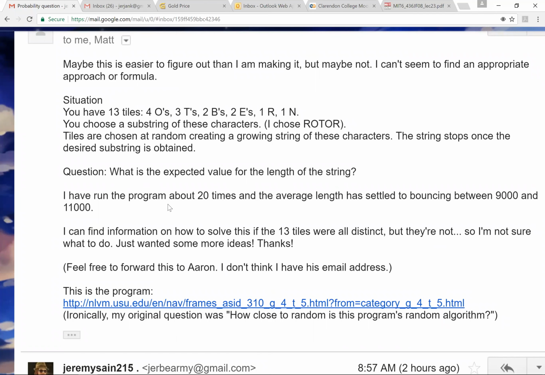And she said when she tried to do this herself, like a computer simulation, she got somewhere between 9,000 and 11,000 usually. So she was wondering, how do you go about solving a problem like this? In this video, motivated by this, I'm going to talk about some of the basics of Markov chains, which in principle tells you how to solve this problem. Computationally, though, it's quite difficult, and I'm not really a computational guy.